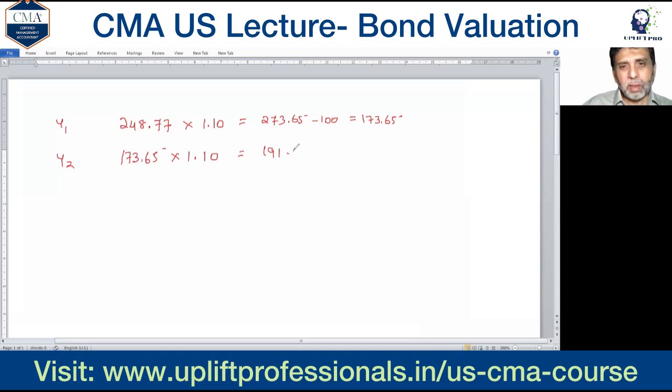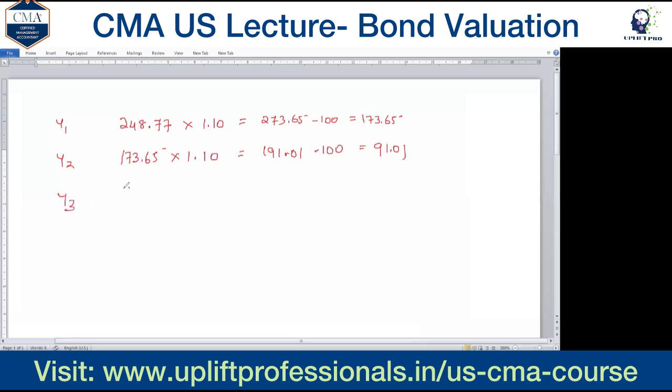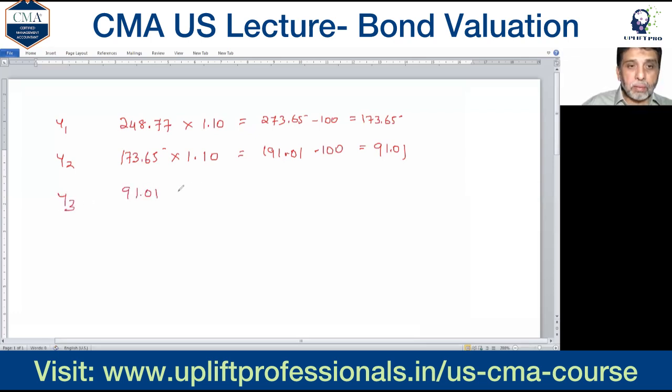Okay, anyway, 191.01 minus 100, because you will take out 100 every year, is it not? You will have how much? 91.01. Okay. Year 3, 91.01 will be in your bank.